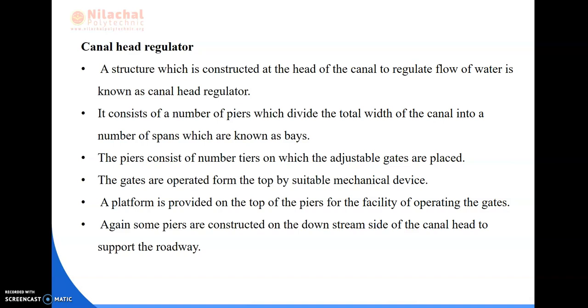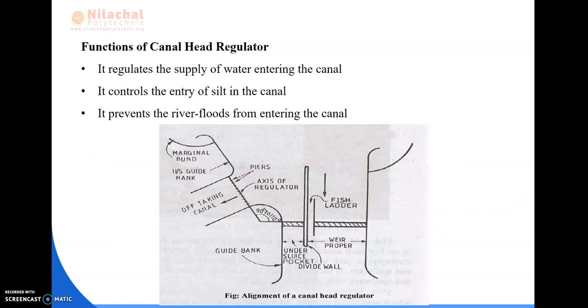So the canal head regulator is a type of structure which is constructed at the head of the canal to regulate the flow level of the water, and it mainly consists of a number of piers which divide the total width of the canal into a number of spans. Here you can see the images of the canal head regulator. This is the marginal bund, this is the guide bank, this is the piers, and this is the off-taking canal, axis of the regulator.